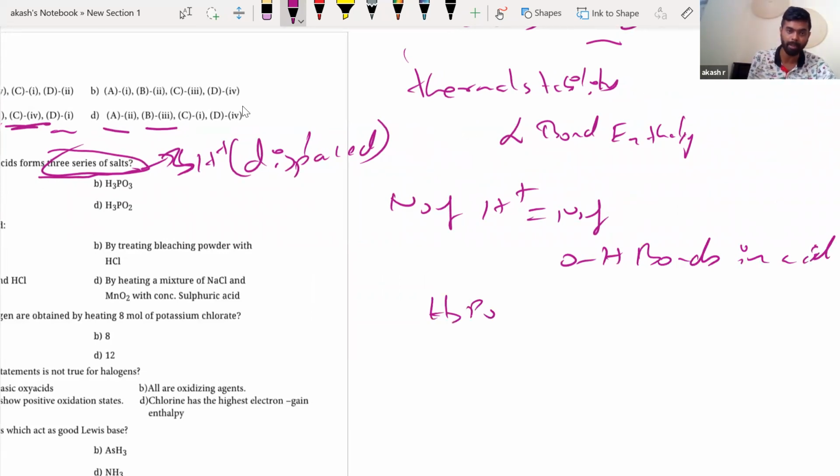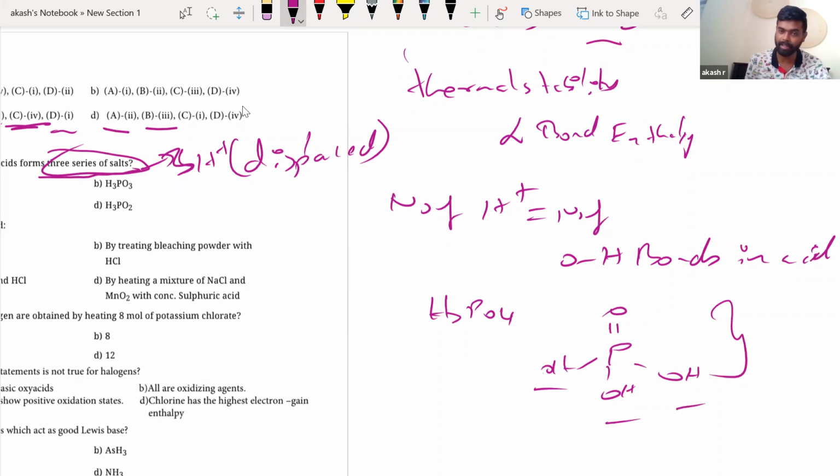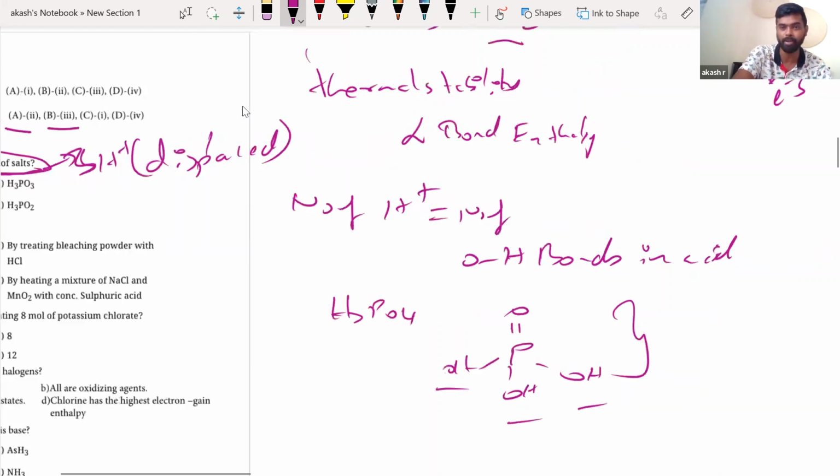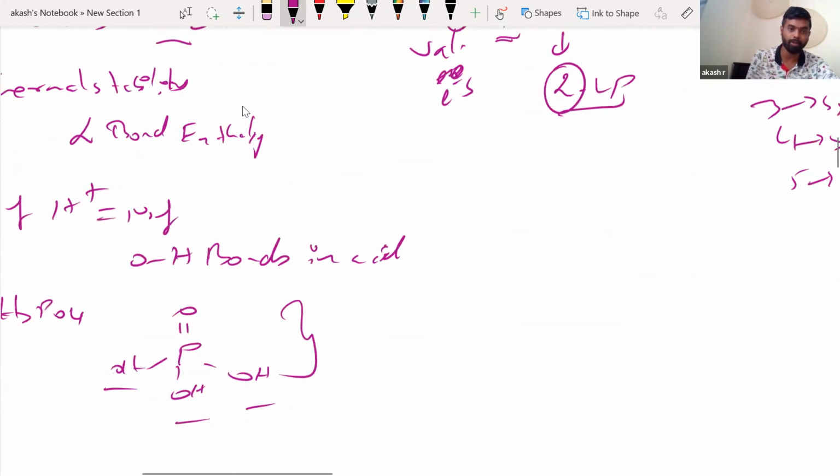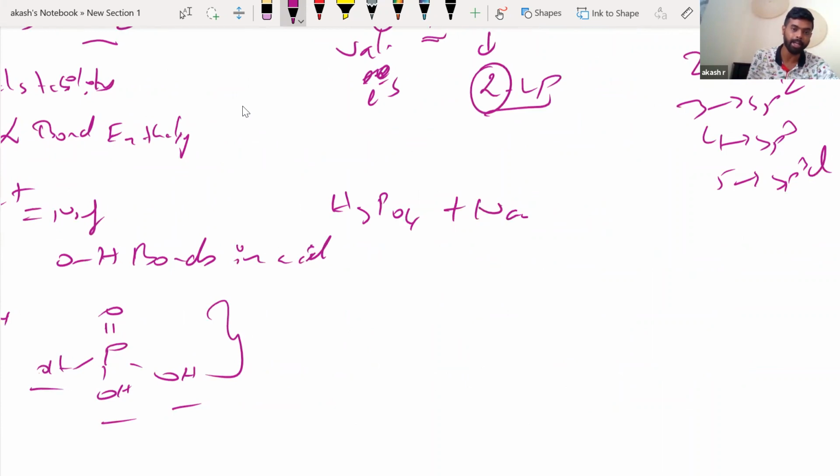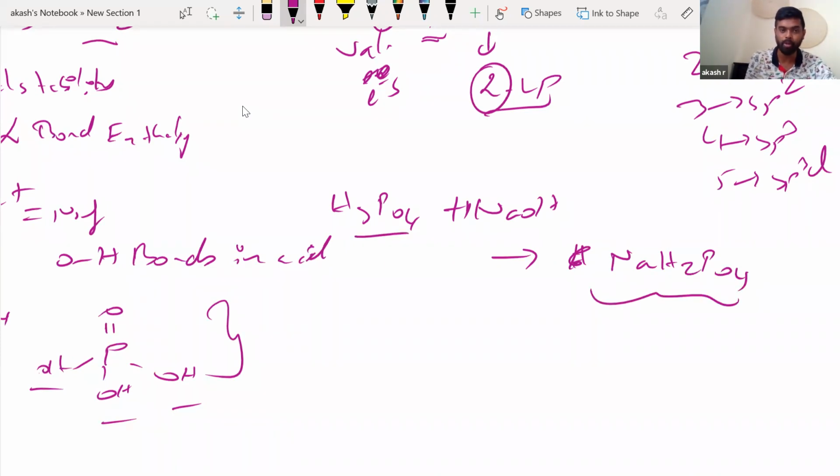So if you check for H3PO4, P double bond O, OH, OH, OH. This would be the structure for H3PO4. Now you see the 3 OH bonds are there. So 3 H plus can come out, right? Look at this, for example, say I make H3PO4 react with 1 NaOH. What will you form is NaH2PO4. Now you understand how I am writing this, right? So basically I removed a H plus from this. If I remove a H plus from this, what is remaining?